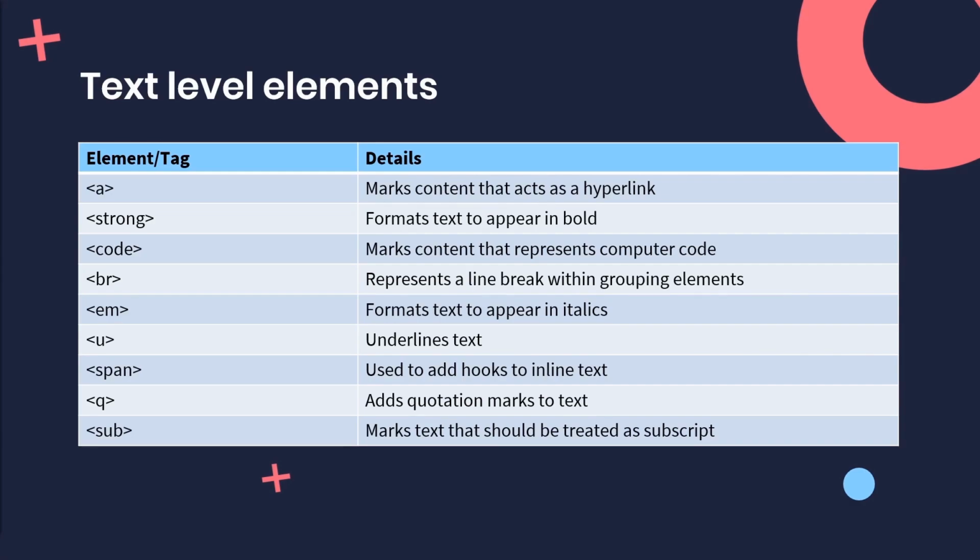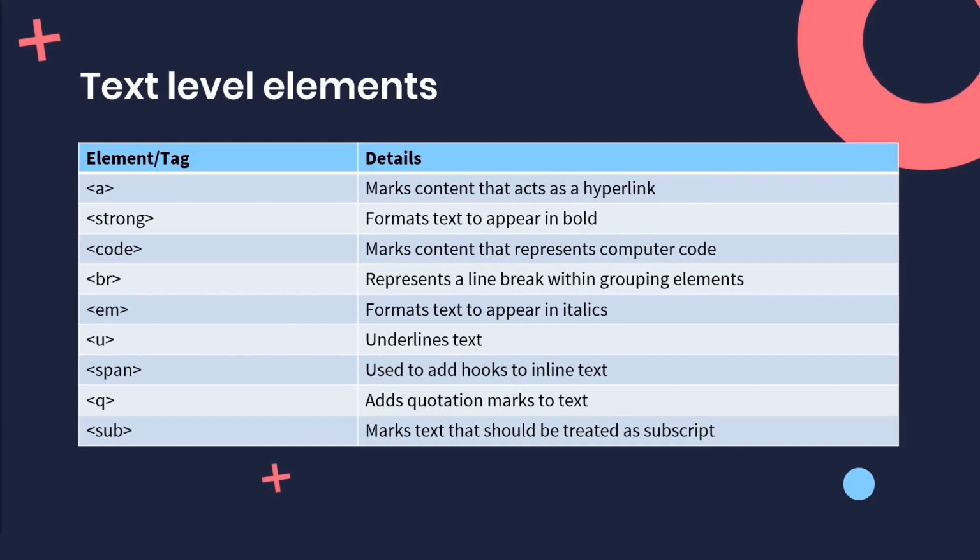And then we have the code element, which allows you to format a piece of paragraph tag, for example, and it enables you to lay that out as if it was in a code editor. We also have the break tag, which represents a line break within grouping elements, so we can use the BR or the break tag to separate content, and we can think about the break tag as a grouping element as well. We also have the EM tag or EM element, and this formats your text to appear in italics, again much like you could do in Microsoft Word, for example, when you highlight a certain part of your text and you click the I button for italics.